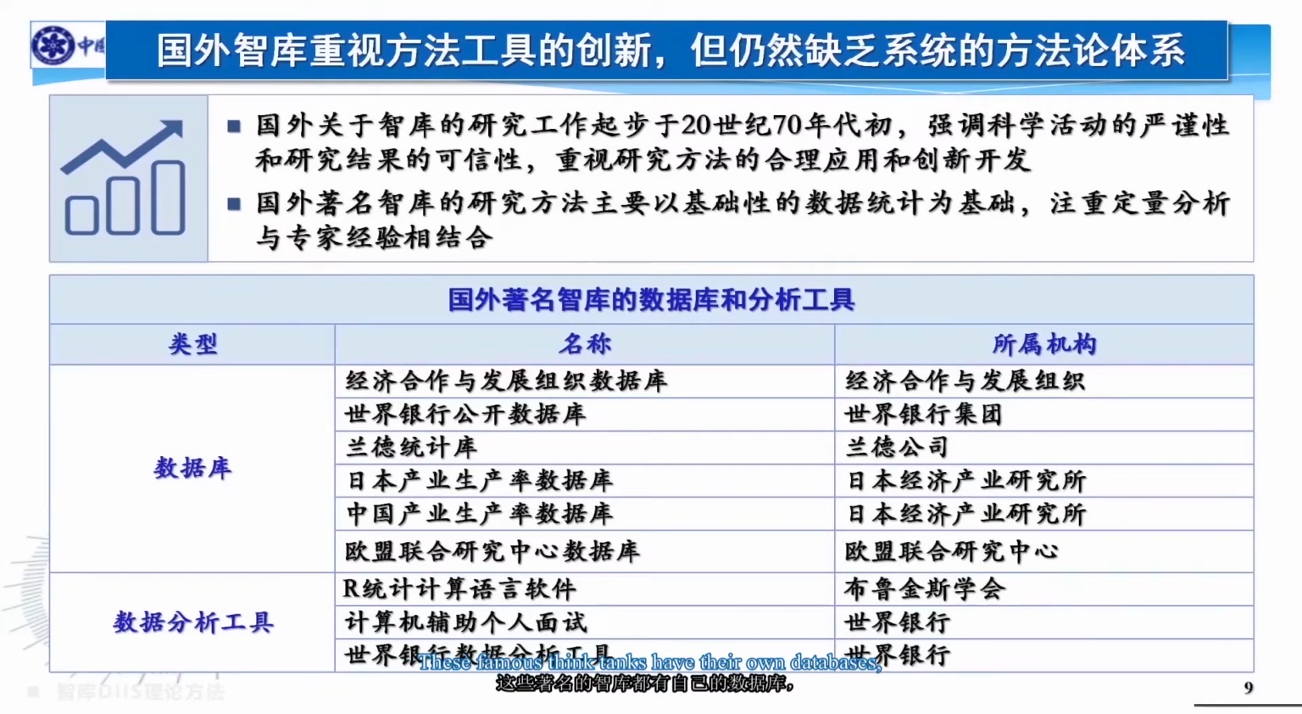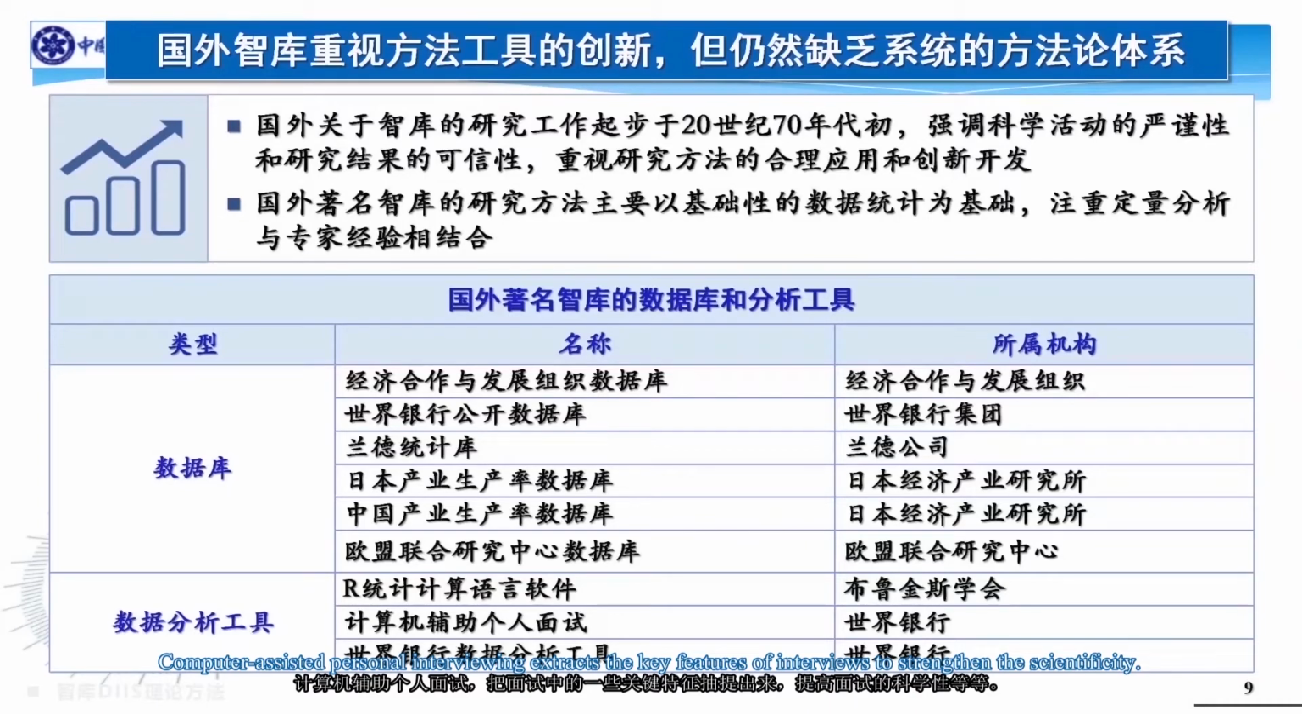The research methods of overseas think tanks are mainly based on basic data statistics, combining quantitative analysis and experts' experience. These famous think tanks have their own databases, such as OECD, World Bank, and RAND Corporation. Databases adhere to the research direction and focus. Through constant accumulation, they can provide data support, with basic data forming a database. Also, tools for data analysis are developing. For example, the R programming language for statistical computing by the Brookings Institution often processes the information automatically.